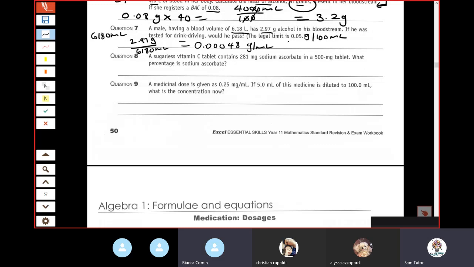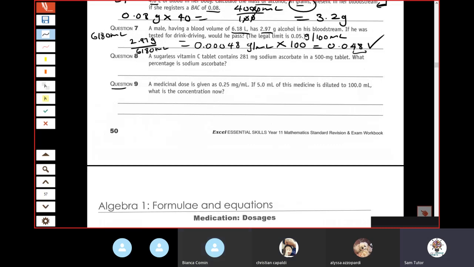I need grams per 100 mils. So what am I going to do to that answer? Times it by 100. I get an answer of 0.048. And even though that rounds up to 5, it's still 48. So technically he would pass. Any questions there? No. Okay, done.